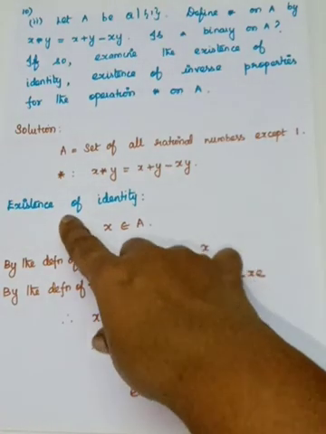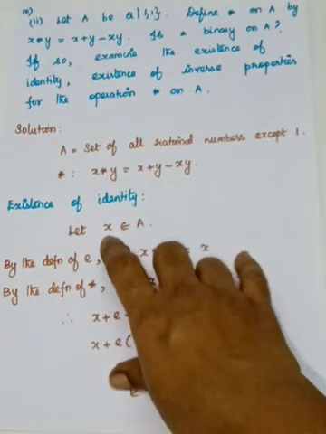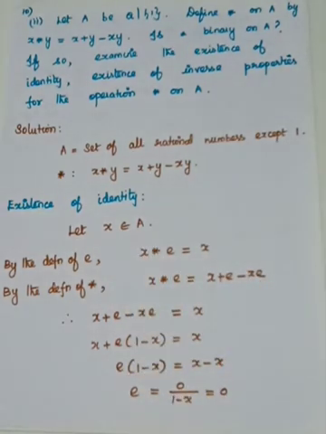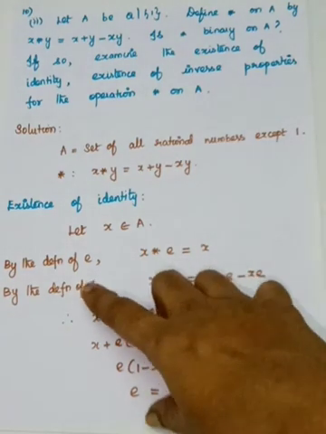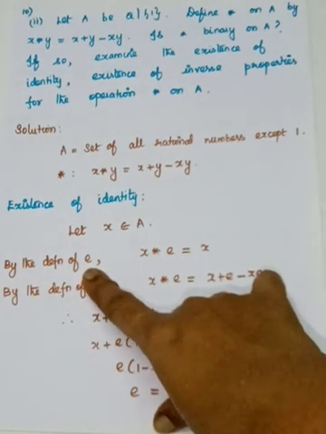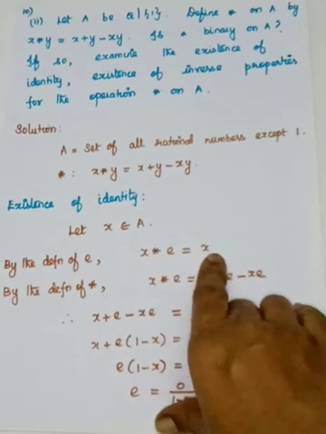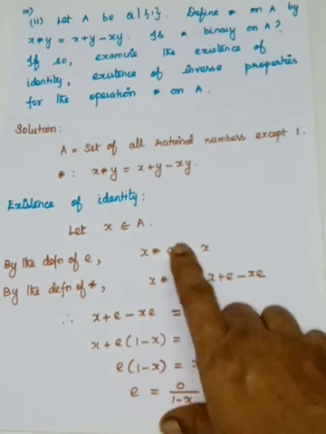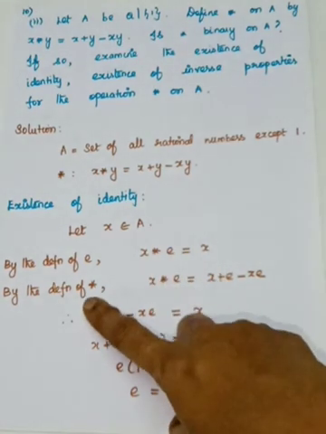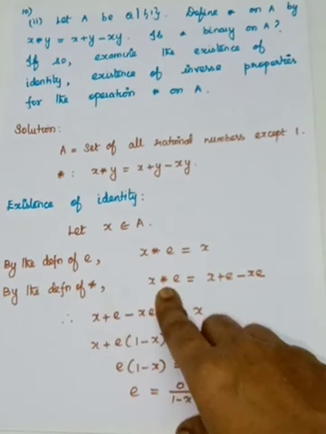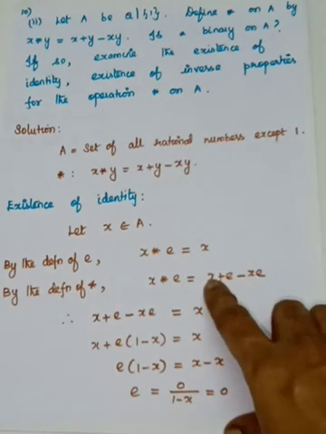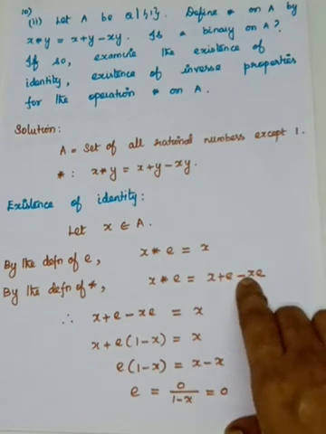And here I am moving to the existence of identity. So identity means you have to take one element from the set. So I have taken X belongs to A. First I am going to use the definition of the identity. So what is it? A asterisk E is equal to A. Here instead of A you are having X. So X asterisk E is equal to X. For the same elements you have to use the definition of asterisk. What is asterisk defined as here? First number plus second number minus the product. So first number is X and the second number is E. So first number plus second number minus the product.